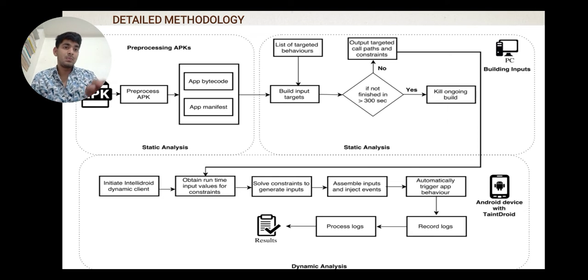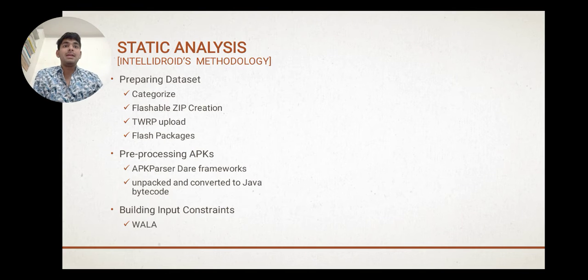Then this output goes through dynamic analysis input, combined with the initiated IntelDroid dynamic client, to obtain runtime input values for the constraint. Then it goes to solve constraint to generate input. Then assemble inputs and inject events, then automatically trigger app behavior, record logs, process logs, and results are given. That is called dynamic analysis, and the total method, static and dynamic, is called the detailed methodology. Okay, now we will go to the slide about static analysis.